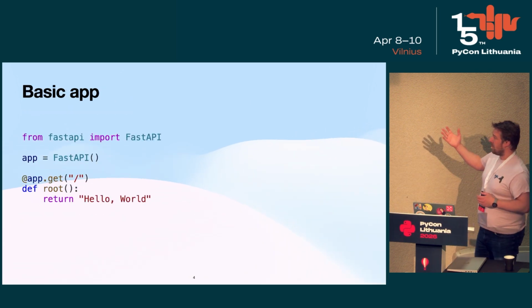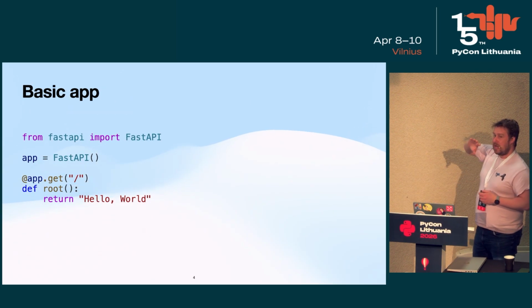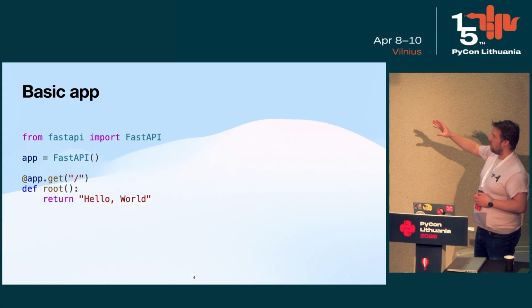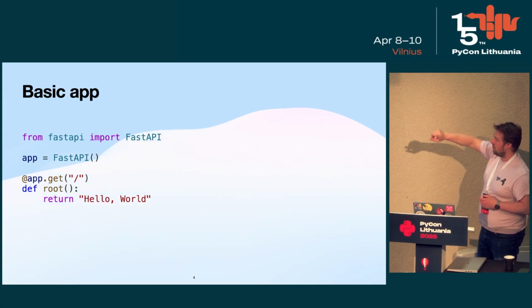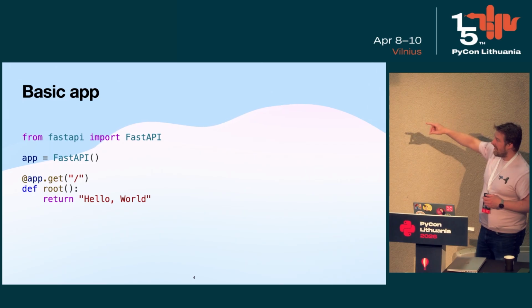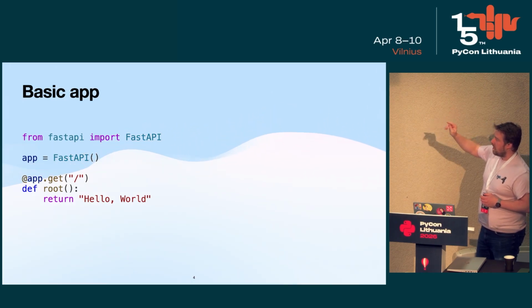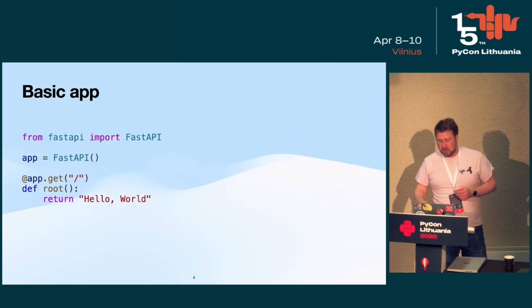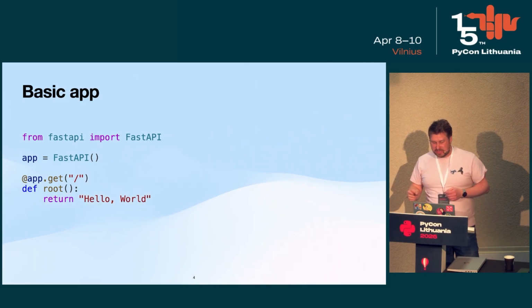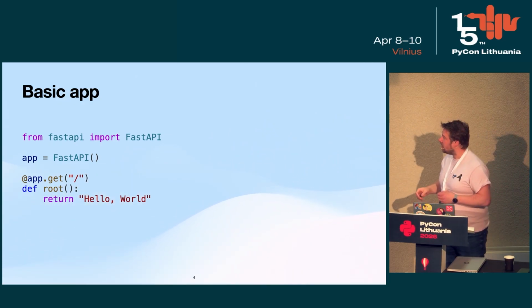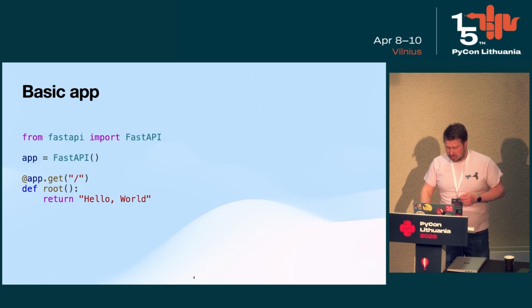This is a very basic application. I'm sure we can all understand what's going on here. We're creating an application. We're mapping the get HTTP method to the slash path, and we're returning the string hello world as a classic example.